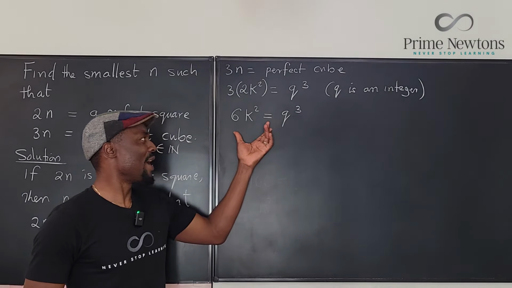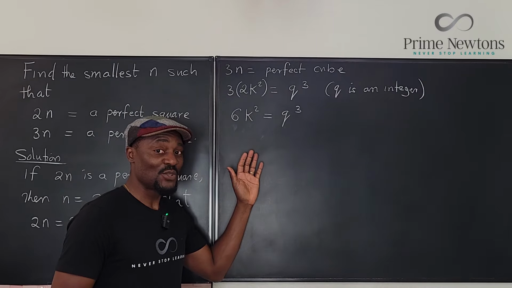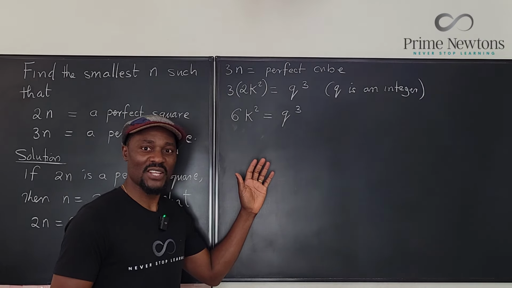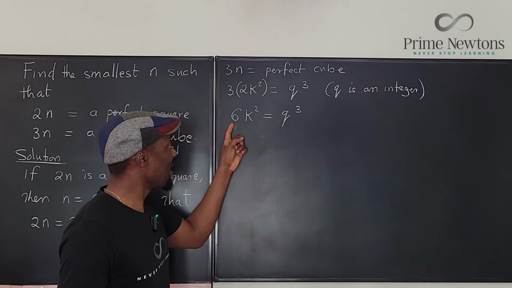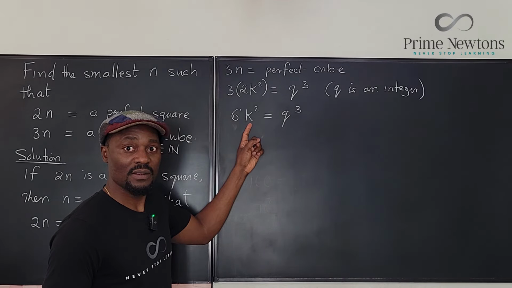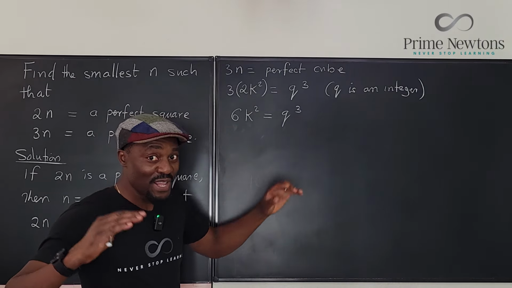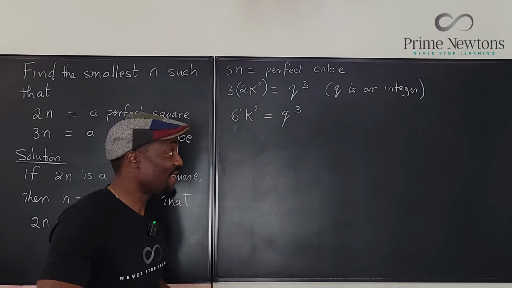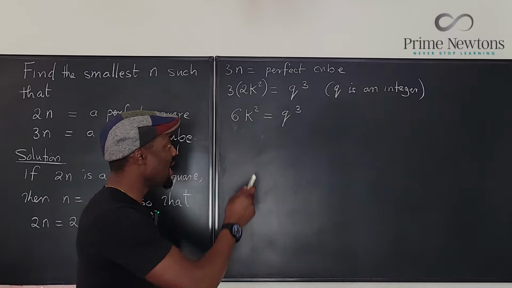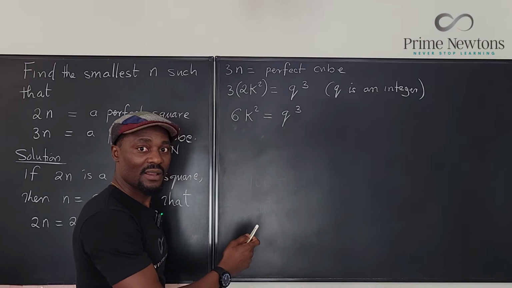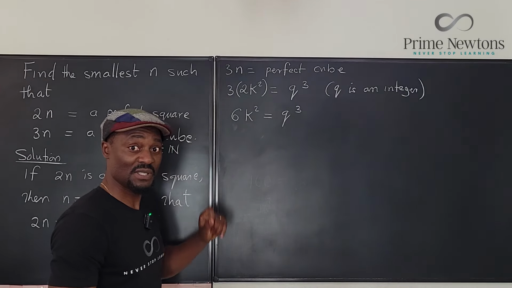Now, this is where I said, wow, this is easier than I thought. Looking at what we have here, you're thinking, how would I figure out the answer? The answer is now very obvious. Because 6 times a perfect square gives you a perfect cube. It's very easy to see that the only way to change a perfect square into a perfect cube is to multiply it by k, so that this side becomes k cubed. So your k must be 6.